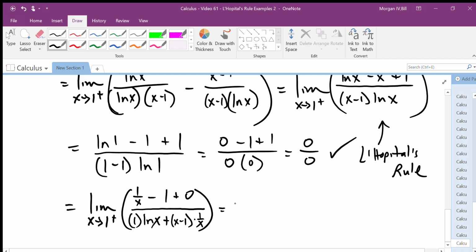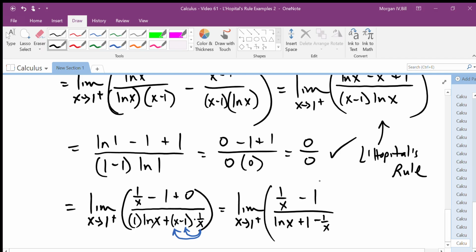Let's see if we can simplify here. We have the limit as x approaches 1 from the right of 1 over x minus 1, natural log of x, and if I distribute the 1 over x into both the x and the negative 1 here, I get 1 over x times x, that's just 1. 1 over x times negative 1 is negative 1 over x. Okay, so that is L'Hopital's rule. That's the derivative, a little bit of simplification.